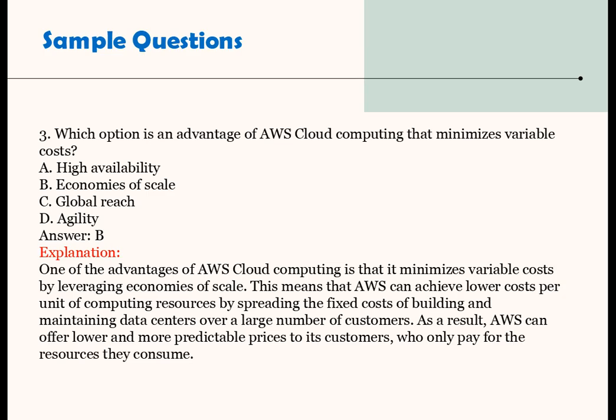3. Which option is an advantage of AWS cloud computing that minimizes variable costs? A. High availability. B. Economies of scale. C. Global reach. D. Agility.